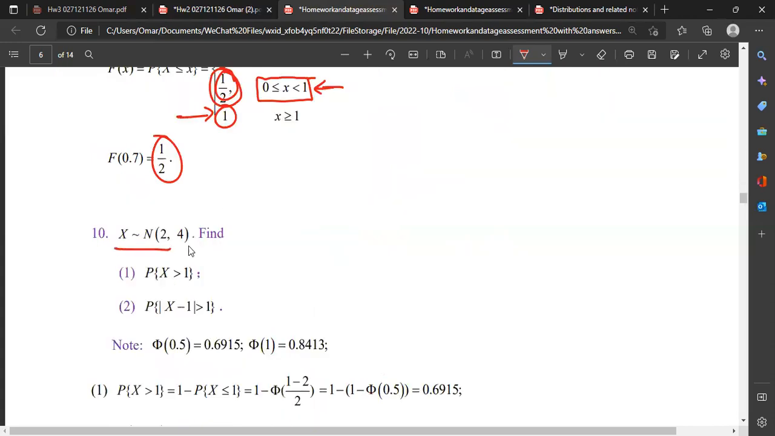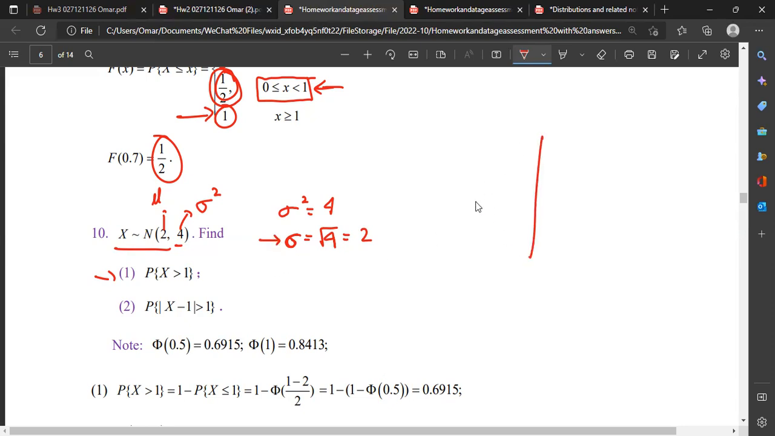X follows a normal distribution 2 and 4. So find P of X greater than 1. For normal distribution, this is the value of mu, and this is the value of sigma squared. So if sigma squared equals 4, you see here sigma squared equals 4, so sigma will be equal to the square root of 4, that is 2, right? So we got the value of sigma. Sigma is the standard deviation, okay?